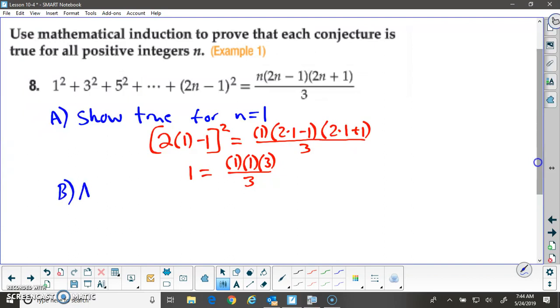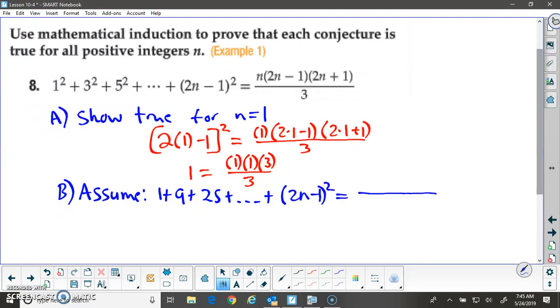Our second step is to make an assumption. We're going to assume that if we add 1 plus 9 plus 25 till you get to the nth term, which is 2n minus 1 quantity squared, that this would in fact add together to give us n times 2n minus 1 times 2n plus 1, all divided by 3.